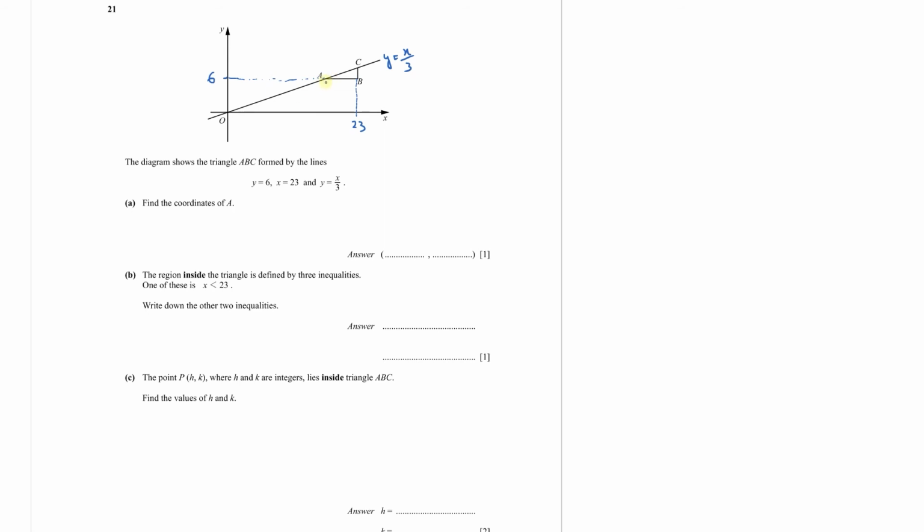So A is the intersection point of line AC and AB, the intersection point of y equals 6 and y equals x over 3. If we use these two equations, we can find the coordinates of A. We already know the y coordinate would be 6 because it lies on the line y equals 6. To find the x coordinate, I can substitute y equals 6 in this equation. That becomes 6 equals x over 3, and then x equals 18. So the x coordinate is 18 and the y coordinate of A is 6. So this point here is 18.